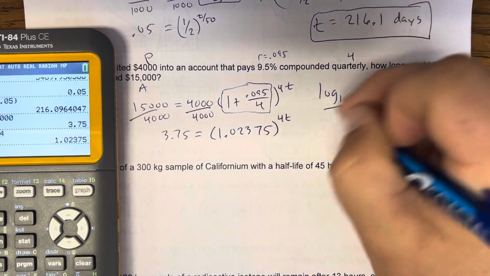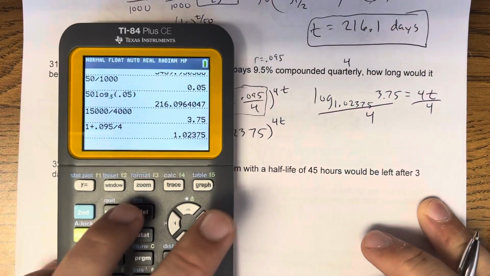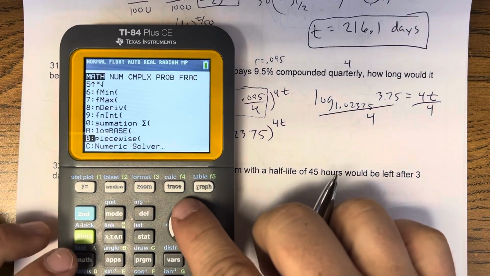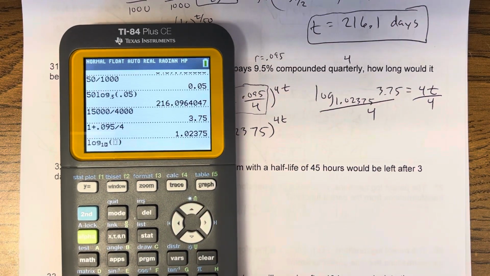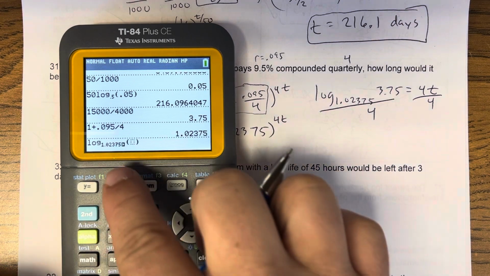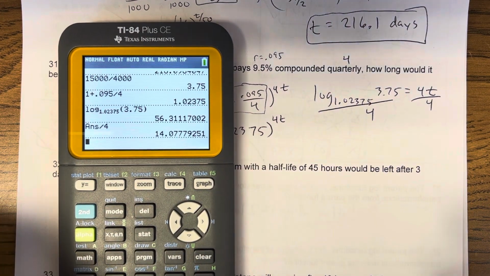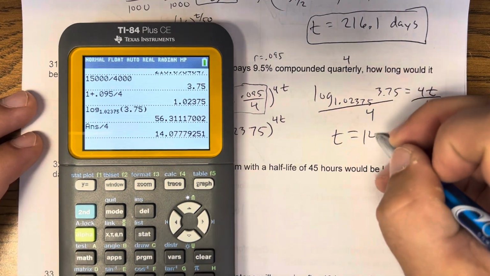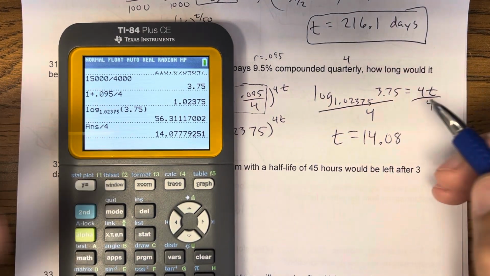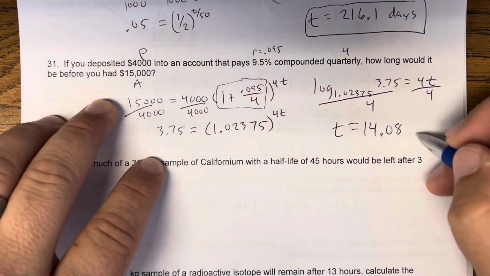And then we'll end by dividing whatever that is by 4. So we're gonna have log base 1.02375, let me make sure I put that in right, of 3.75, and then we'll divide that answer by 4. And this is years.